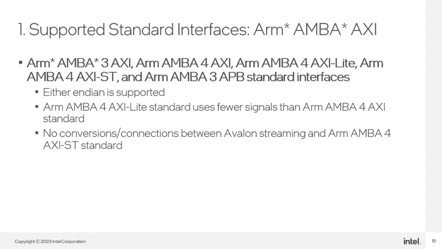While ARM AMBA 3 AXI and ARM AMBA 4 AXI interfaces are the most commonly used, the ARM AMBA 4 AXI Lite interface is a simpler version that has a more limited feature set but utilizes fewer signals, making its implementation simpler. The ARM AMBA 4 AXI ST standard is a streaming standard, similar to Avalon streaming. Note, however, that connections between these two different streaming standards are not allowed.